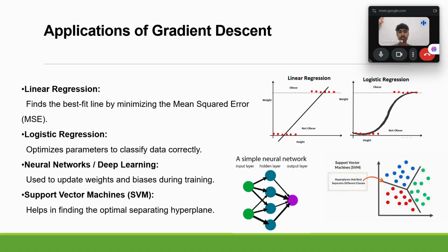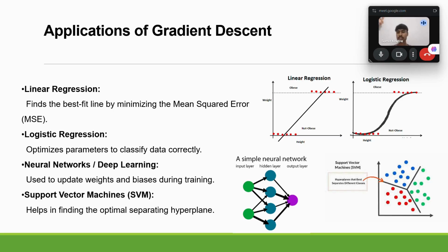There are multiple applications of gradient descent. One by one we will see them. The first and foremost application of gradient descent is linear regression. What does it do exactly? It finds the best fit line by minimizing the mean square error. Previously we have seen mean square error, and now we use linear regression to find the best fit line by minimizing the MSE.